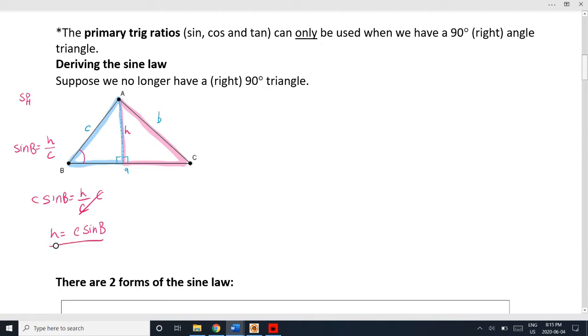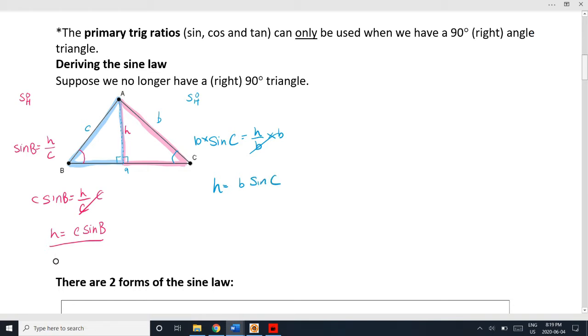So now we're going to take a look at the sine of angle C. Again, when we're taking the sine of something, it's the opposite over hypotenuse. And we have this right triangle here. So sine angle C is equal to the opposite, which is h, over the hypotenuse, which is b. Now I'm going to solve for h on this side as well. We multiply this side by b to get h by itself, and what we do to one side, we must do to the other, so the b's cancel. We get h is equal to side b times sine angle C.